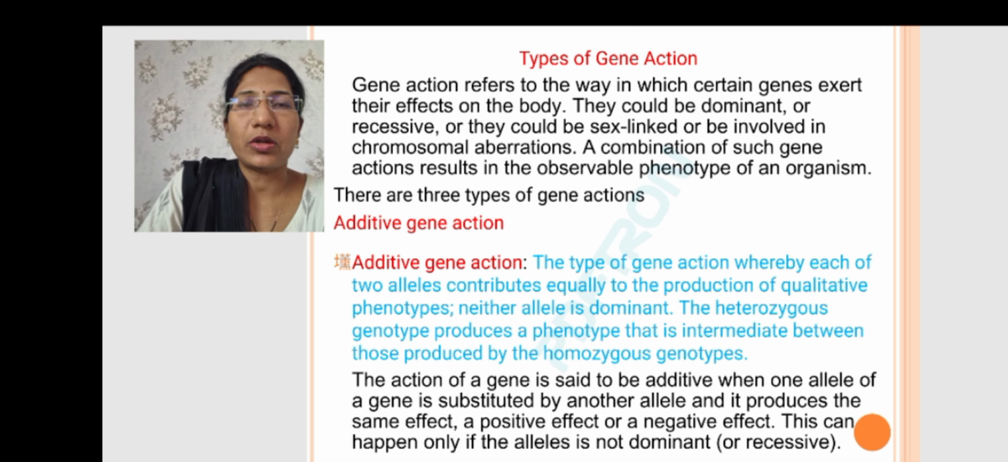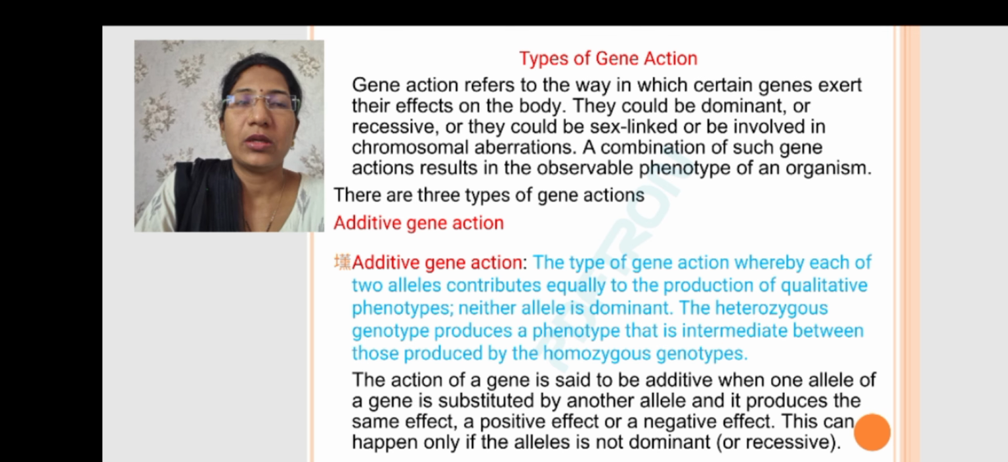They could be dominant or recessive, or they could be sex linked, or involved in a chromosomal abnormality. The combination of such gene actions results in the observable phenotype of an organism. All of you remember this terminology, gene action. So how are they divided into different types? There are three types of gene action.